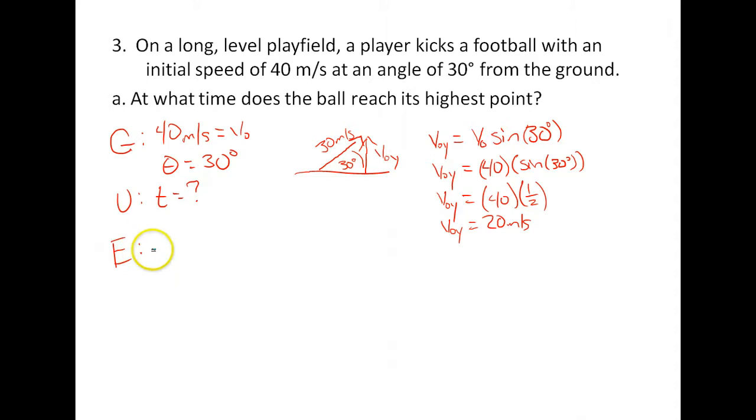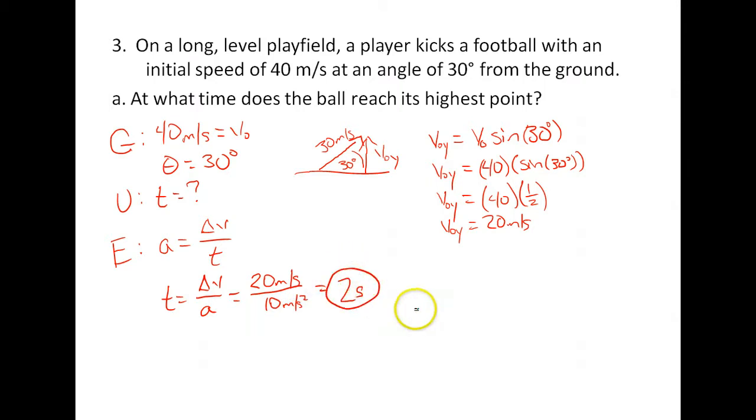So an equation we want to use, if we go to your formula chart: we know that the change in velocity over change in time is acceleration, so we can rearrange this to solve for time. Time is equal to our change in velocity over the acceleration. Our change in velocity is 20 meters per second, and the acceleration will be 10 meters per second squared, and that gives us a time of 2 seconds.